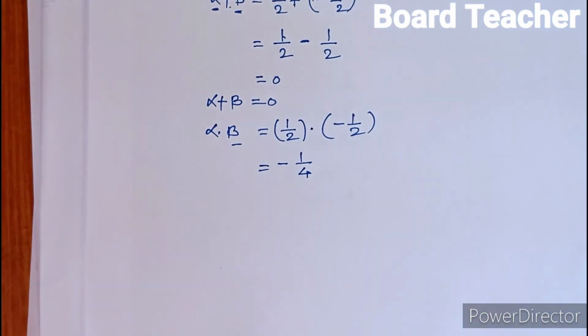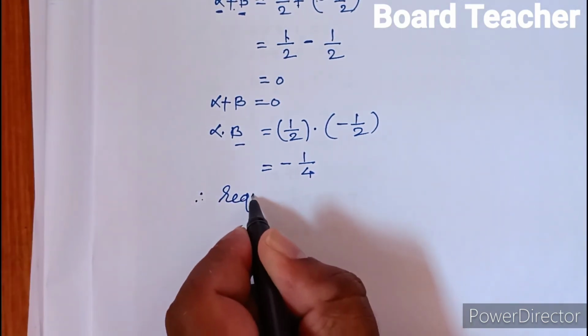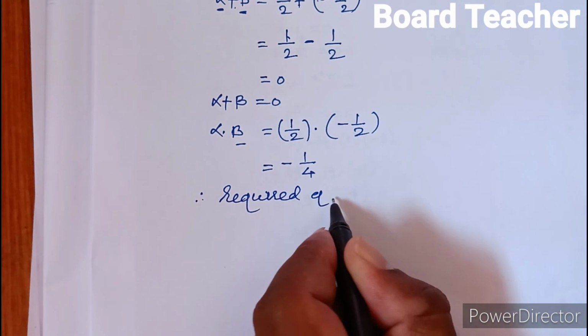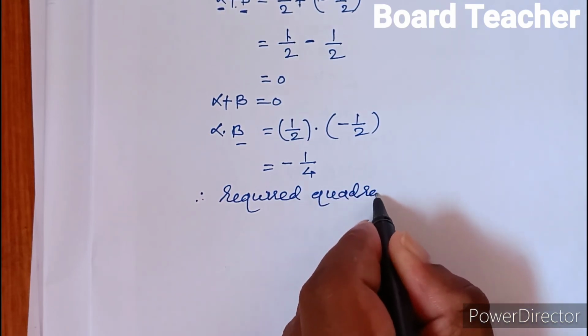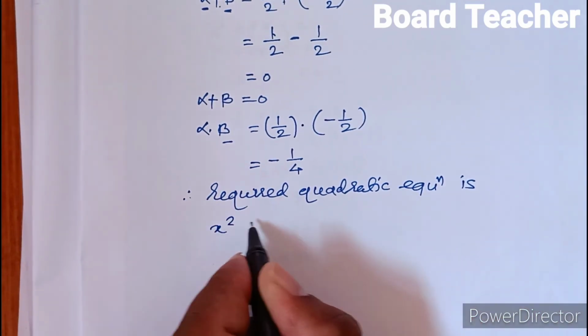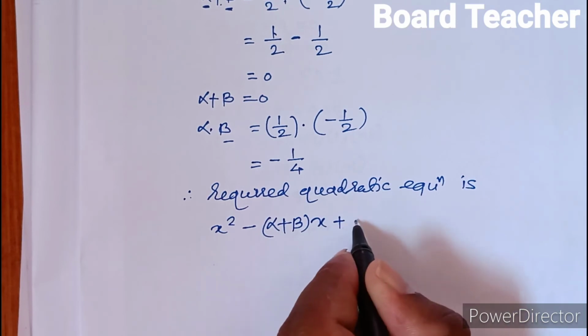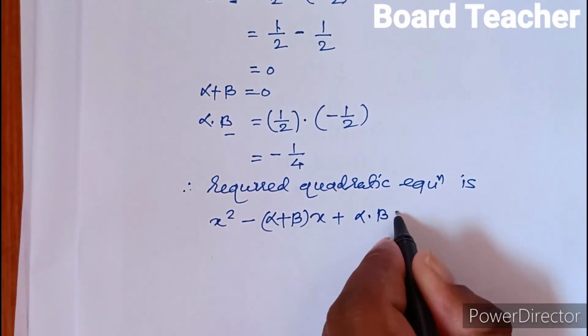We get the values of alpha plus beta and alpha dot beta. Therefore the required quadratic equation is x square minus alpha plus beta into x plus alpha dot beta equals 0.